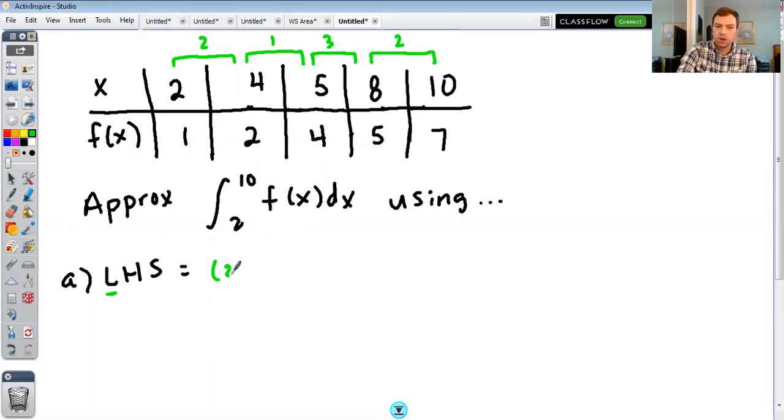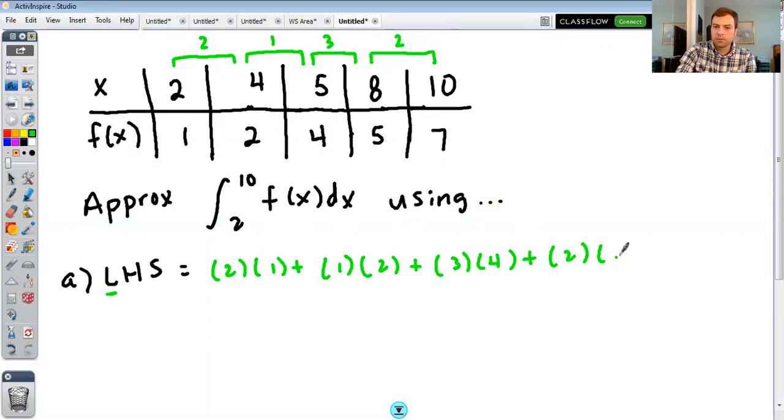So our first rectangle will be 2 times 1, plus the next one is 1 by 2. Next one is 3 by 4. And then the last one is 2 by 5. We add all of that up: 2, 4, 16, 26. And we can see that that's an underestimate because this is increasing. We left off the biggest value.